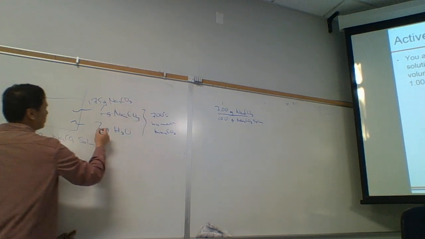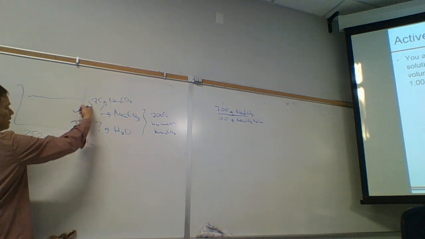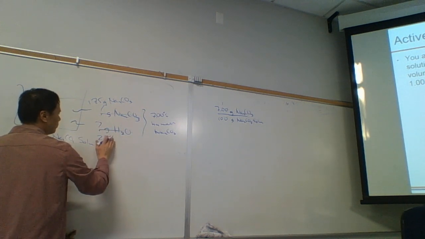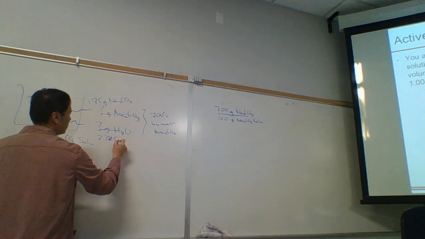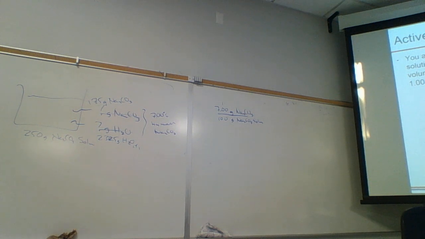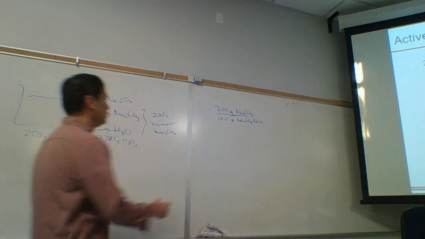So how much water is that? That's going to be 250 minus 17.5, which gives me 232.5 grams of water. That's one way of doing it. Another way of doing it is we could just do this using dimensional analysis. If we do it using dimensional analysis, then I would do it like this.